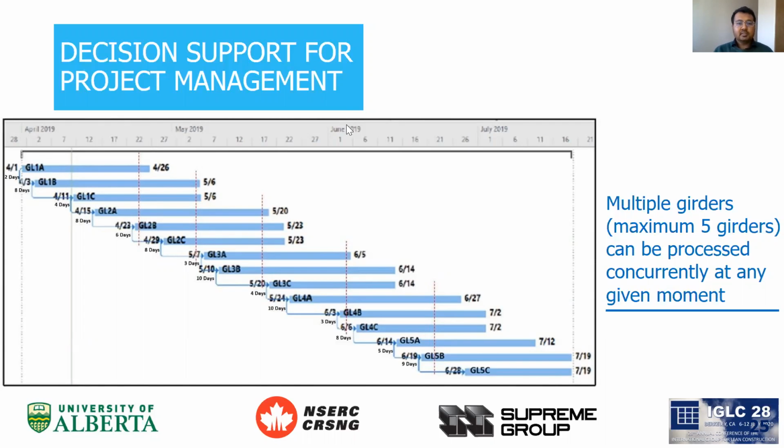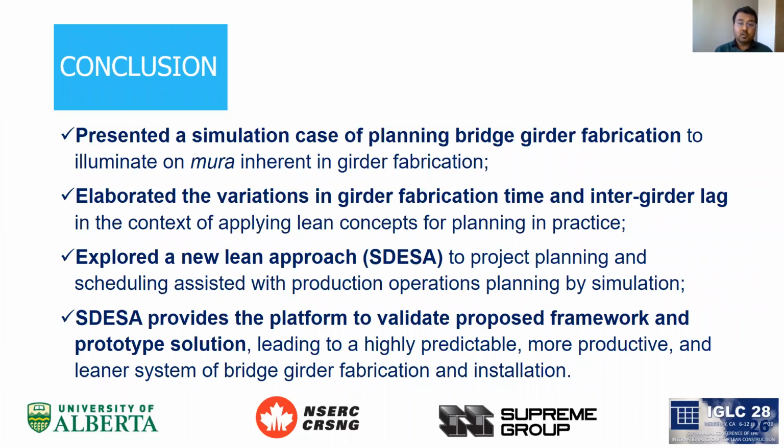So to summarize the contributions of this study, we can say that this research presented a simulation case of planning bridge girder fabrication to eliminate the unevenness hidden in the girder fabrication. And it has tried to come up with a linear approach for the bridge girder fabrication and installation. So we can say that if we can map these outcomes or sequences electronically and automate tasks that were once done manually, we strongly believe that this will be a blessing for this error-prone and volatile construction industry.